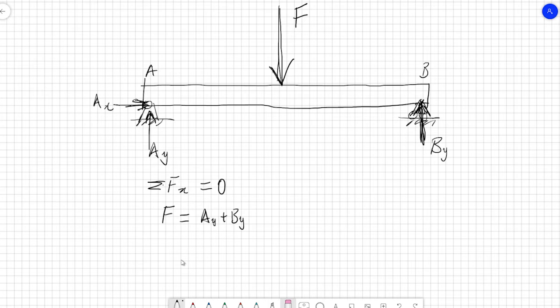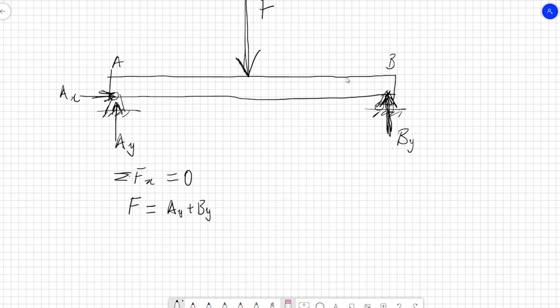And of course, if these two have to cancel this one, then the downward force will have to equal the sum of the reactions on the two ends. Sorry, it should be Y. My bad. And there is no horizontal force. So that means it's in a state of equilibrium horizontally, which means AX has to also equal 0.